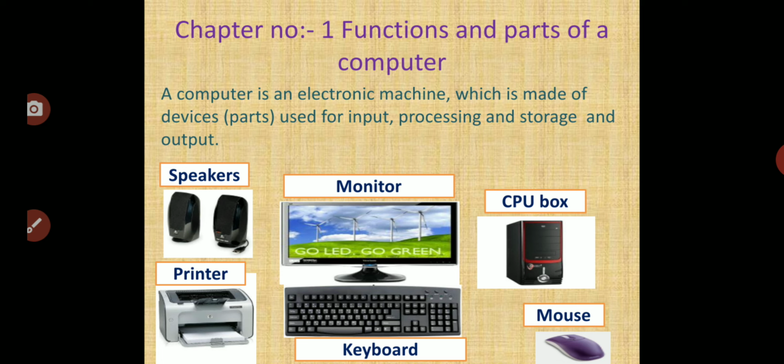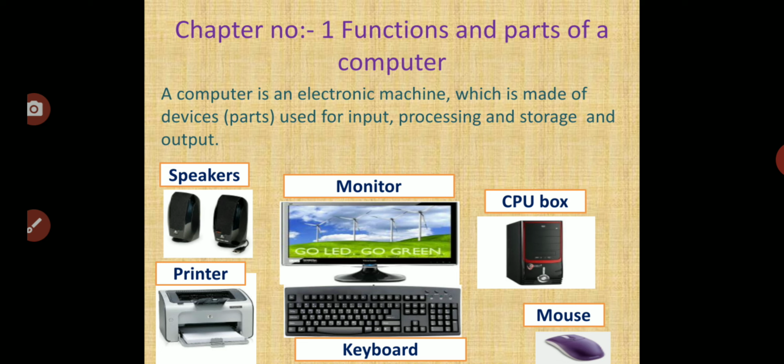Okay, let's start. A computer is an electronic machine which is made up of device parts. Here device and parts both are the same. Device means monitor, CPU, keyboard, mouse, speaker, printer. And parts means also the same: monitor, CPU, keyboard, mouse, speaker, printer. Okay, used for input, processing, storage and output. Let's see the parts of computers.